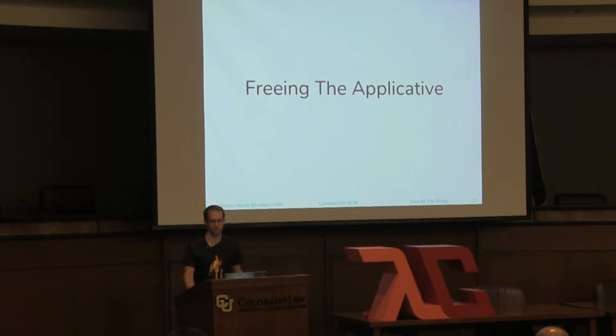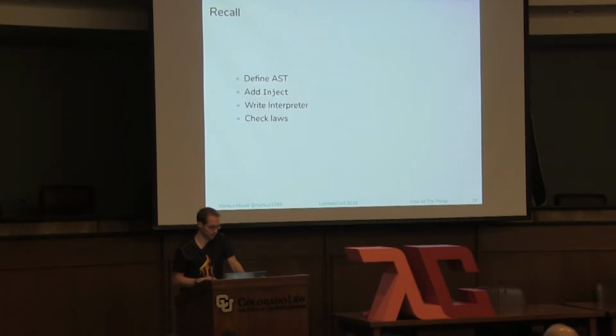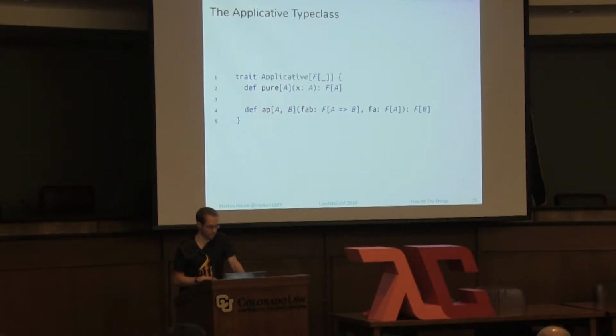Let's go to applicatives and apply our recipe again. The disadvantage, as I said, of free monads is that we can't analyze our programs. So with free applicatives, we will be able to do this. So let's try free applicatives. And our recipe is the same. So we define our AST, add the inject clause, write our interpreter, and then we check the laws.